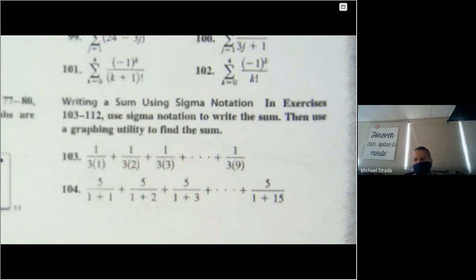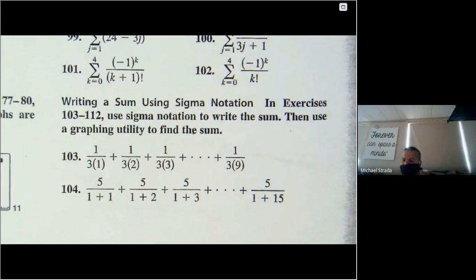Writing a sum using sigma notation. In exercises 103 to 112, use sigma notation to write the sum, then use a graphing utility to find the sum. So this is what you need to be able to do.